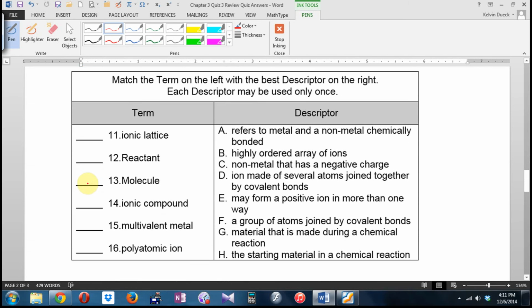All right, little matching here. 1, 2, 3, 4, 5, 6. 1, 2, 3, 4, 5, 6, 7, 8. So 2 of these won't get used. An ionic lattice. I think maybe a highly ordered array of ions. Yeah, I'm going to go with B, and I'll cross it off because it's only going to be used once. Reactant.